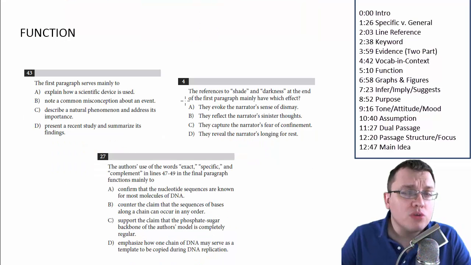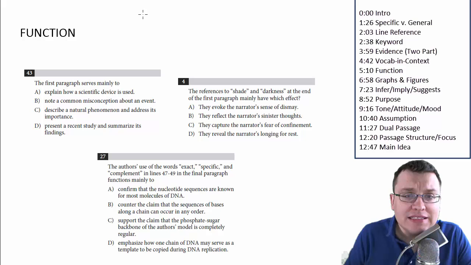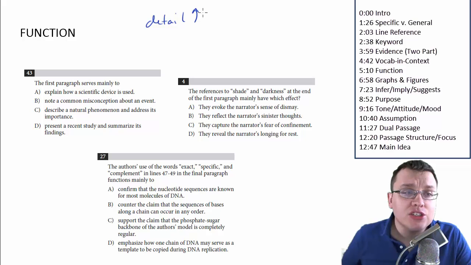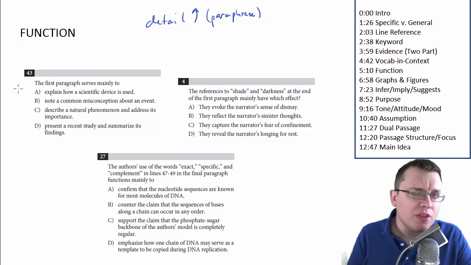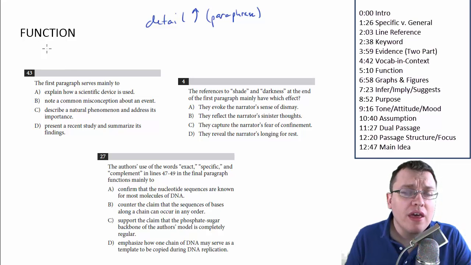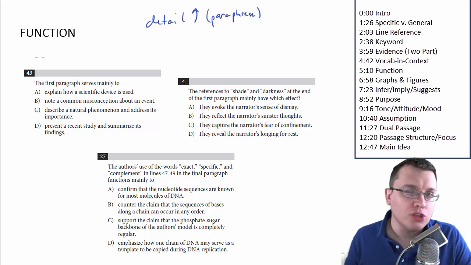Function questions. So far, most of the questions we've been looking at have been detail questions. In a sense, detail questions are: read the passage, figure out what the author said, find the choice that best matches what the author said, right? So it's basically paraphrasing. Whereas the function questions can be specific, but they can also start to get a little bit more general. These don't ask simply what the author says. They want to know why the author has said something or how the author has said something. What is the effect the author's words are having? In other words, what is the author trying to do?